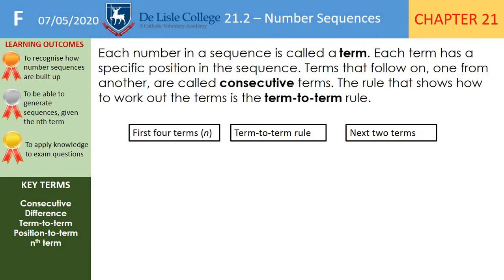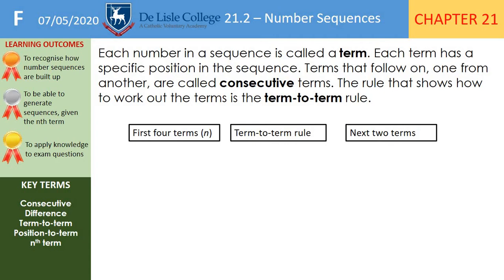Okay, so first things first, some of this you will know before because you looked at this briefly in Key Stage 3, so it won't all be brand new, but I'll just read through this for you just to remind you. So generally, when we're looking at sequences, we're looking at numbers. Sometimes it can be numbers and letters, and we'll look at that later on. But each number in a sequence is called a term. So the first number is the first term, the second number is the second term, the third number is the third term, and so on.